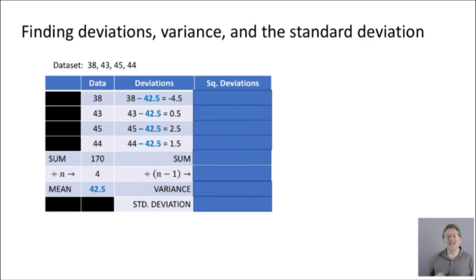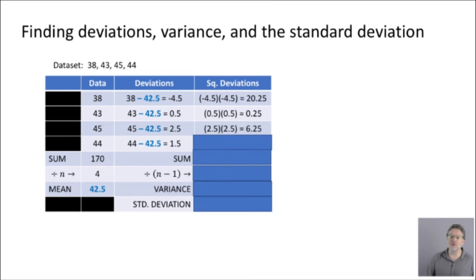So far, so good. The next thing we have to do is take each one of those deviations and multiply it by itself. We have to square it. We fill in the last column with the squared deviations. The first one is negative 4.5 times negative 4.5, which gives us 20.25. The second one, 0.5 times 0.5, a half times a half is a fourth, 0.25. The third one, 2.5 times 2.5, is 6.25. And lastly, 1.5 times itself is 2.25.